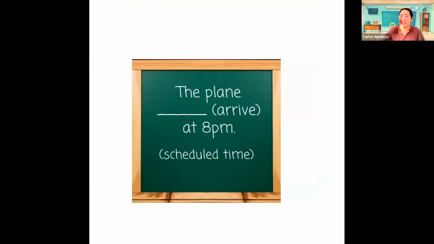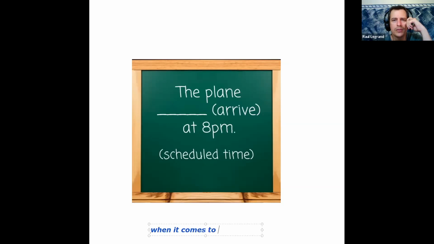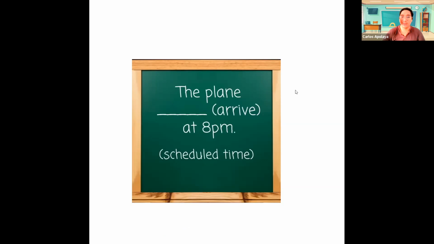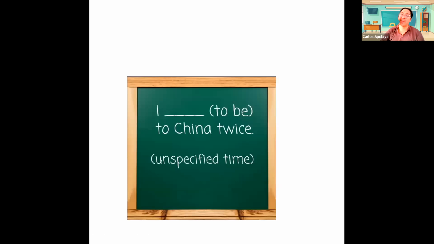The plane is at a scheduled time. I have to use arrive? Yes, we have to use arrive. The plane will arrive at 8 p.m.? Incorrect. Remember, you can use the present simple to talk about the future, but when it comes to a scheduled time, when it comes to means cuando se trata de. So arrives at 8 p.m. Arrives, yes. El avión llegará a las 8. Next.